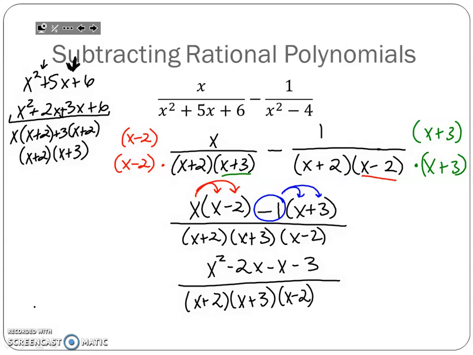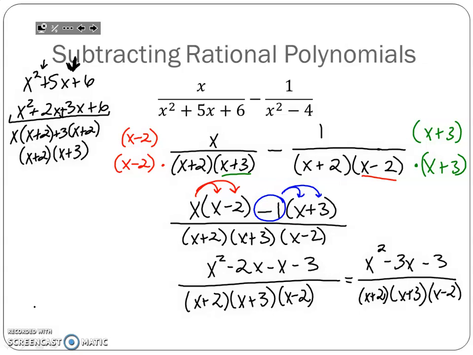times x minus 2. Combine my like terms on top. I've got x squared minus 3x minus 3, all over x plus 2 times x plus 3 times x minus 2.